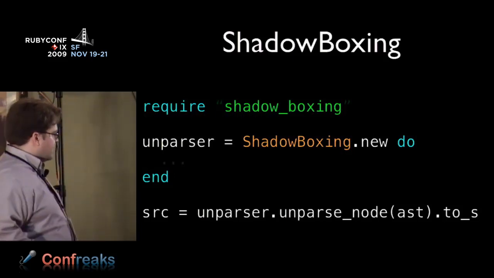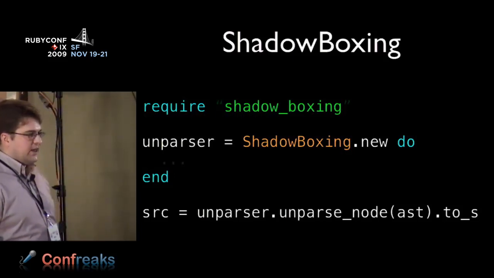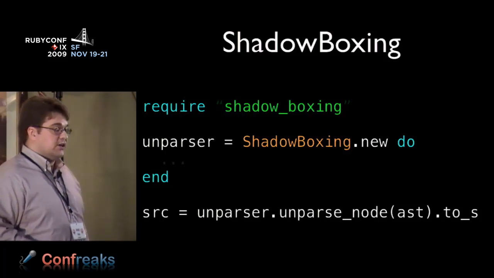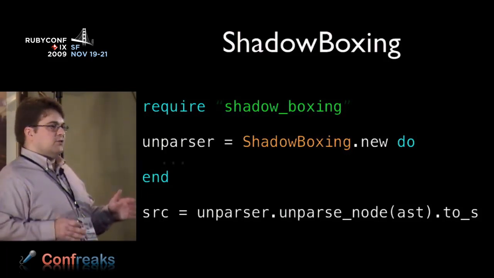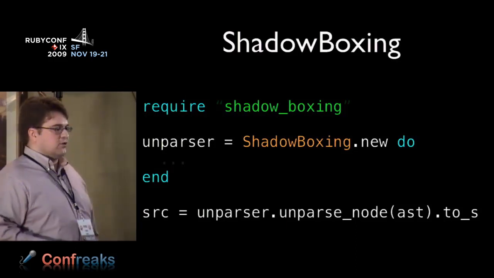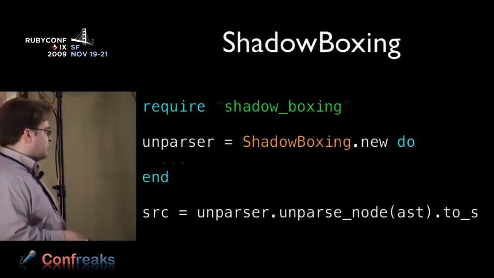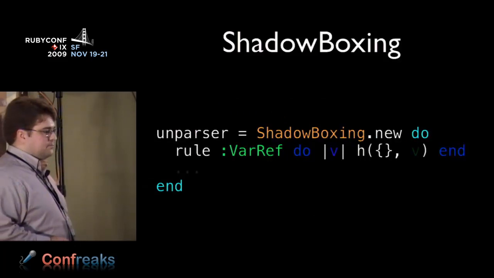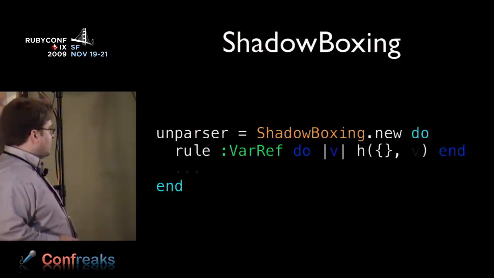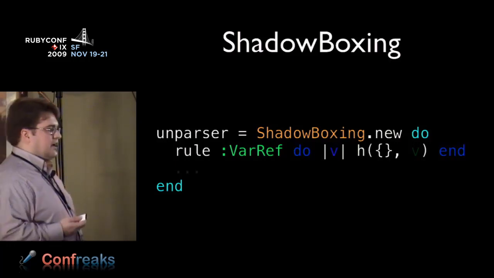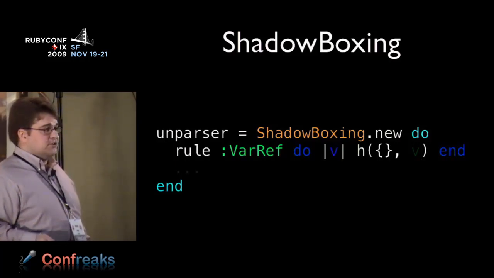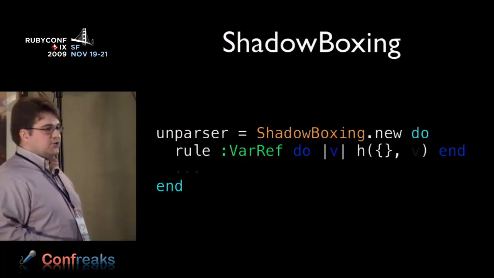We have this 2s at the very end. Part of the reason for that is that unparsing a node generates, instead of the string directly, another tree, which is the set of horizontal and vertical boxes, in case you wanted to manipulate that. So we can think of a very simple rule here for our var reference. We're just going to take the var reference. It has one item in it, which is the variable, and we're just going to print the variable back, and that's really all there is to it.